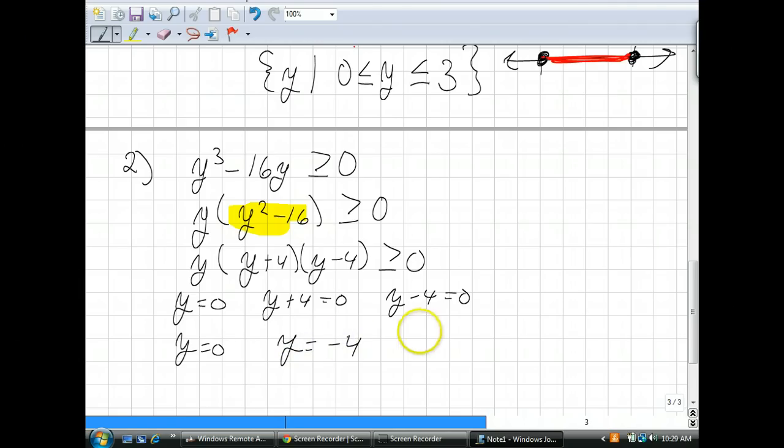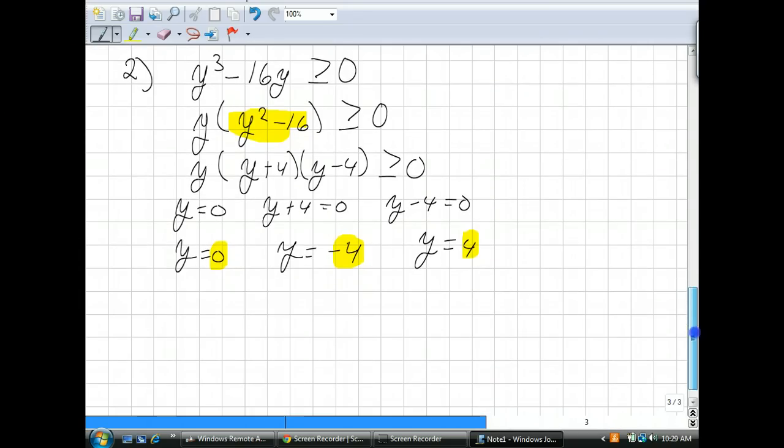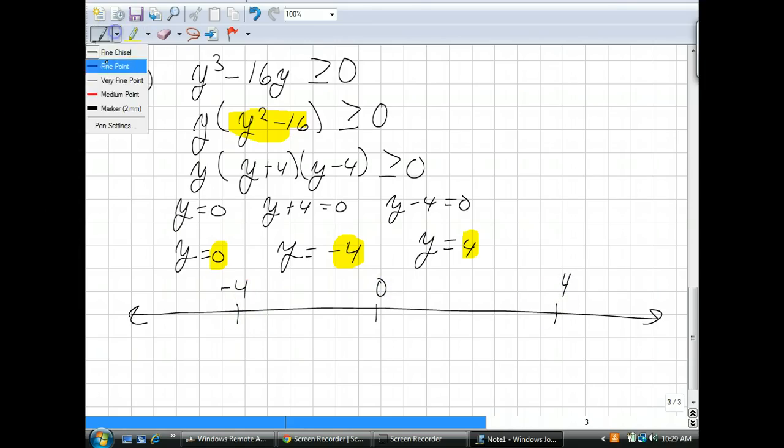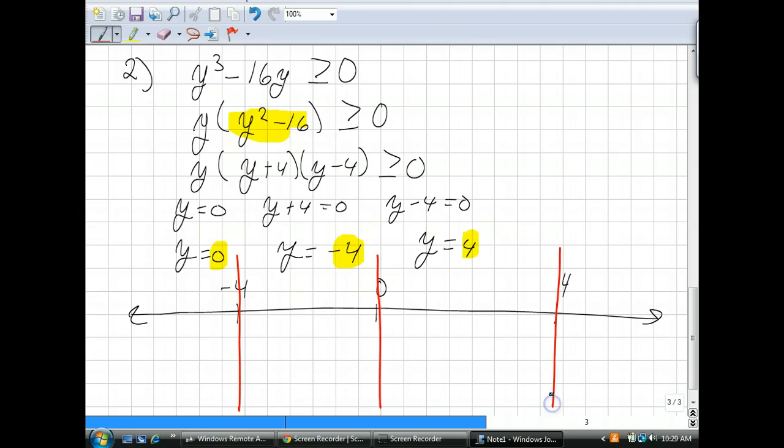And solving for y. So now these values 0, -4, and 4 are what we call our critical points. So we plot those on a number line, and we use those to divide the number line up into sections or intervals.